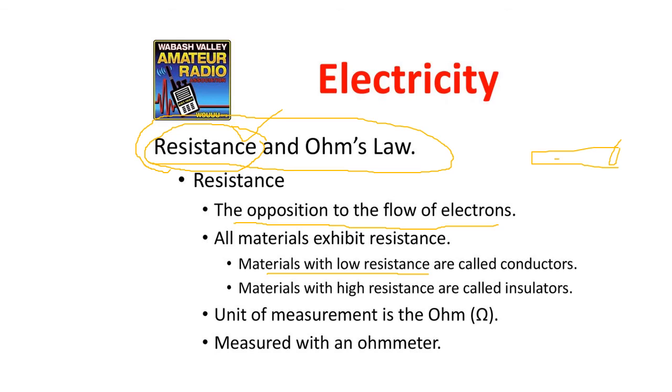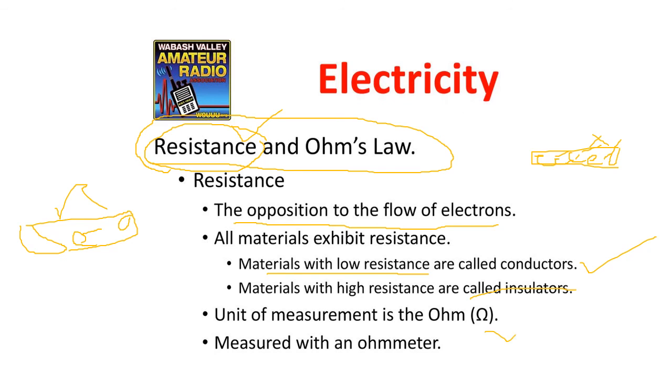For example, this is a conductor, and in this the resistance is very low. That means the electrons are free to move. There are no restrictions, so it is considered a good conductor. On the other hand, if there is another material in which the resistance is high, that means the flow of electrons is blocked, and it is considered an insulator.